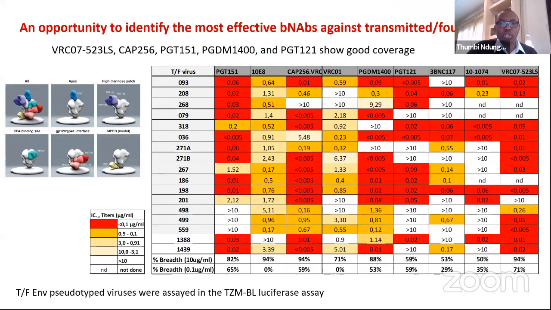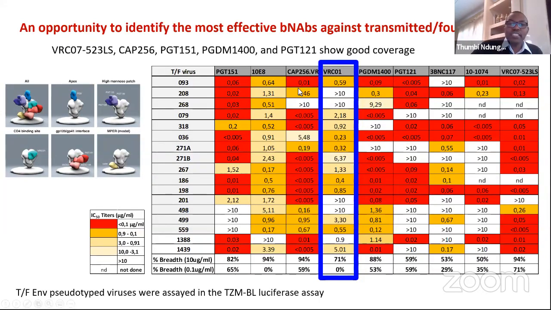We have then gone on to test whether these transmitted founder viruses can be inhibited by broadly neutralizing monoclonal antibodies that are available in the field and that are now beginning to enter clinical trials, either for prevention of HIV infection or for treatment. And it's quite interesting that these transmitted founder viruses, for example, in our cohort, you can see here that they are not very sensitive to this particular monoclonal antibody known as VRC01.